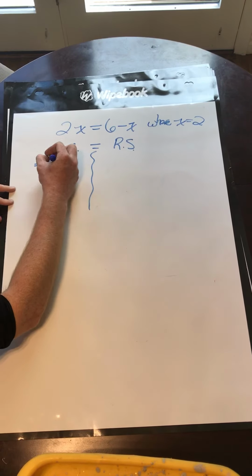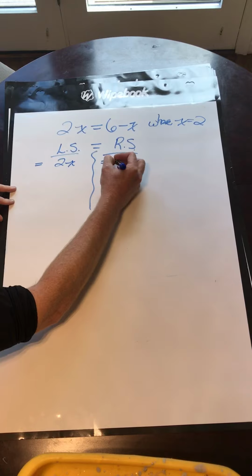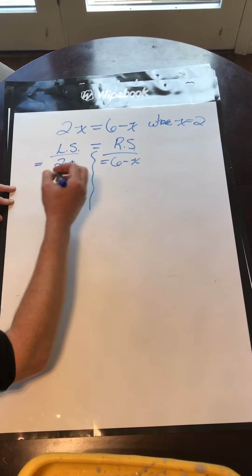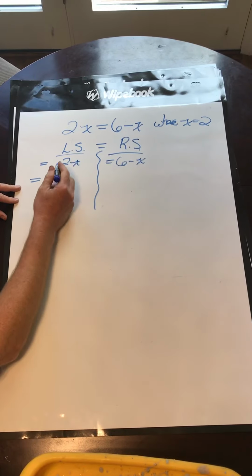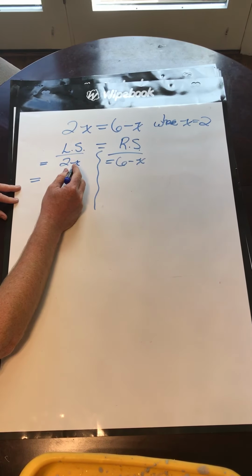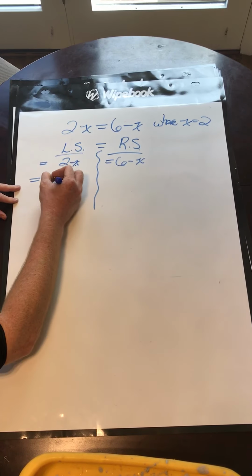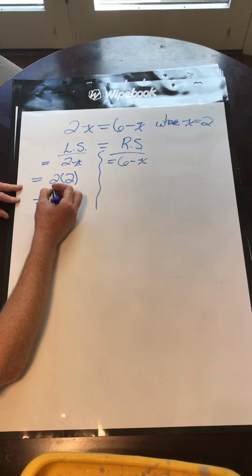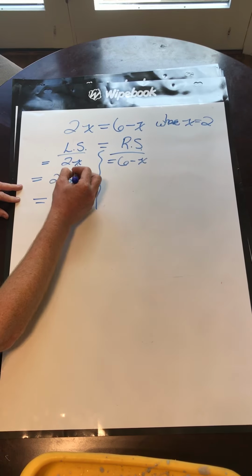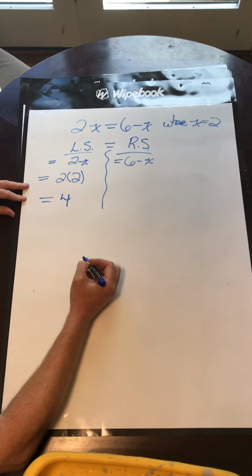So on the left side, I have 2x. And on the right side, I have 6 minus x. What I'm going to do is solve the left side first. So I have 2x here. Well, what is x equal to? I think x is equal to 2. So I substitute in 2. Now I have 2 times 2. Remember, these brackets mean times. 2 times 2 is 4.